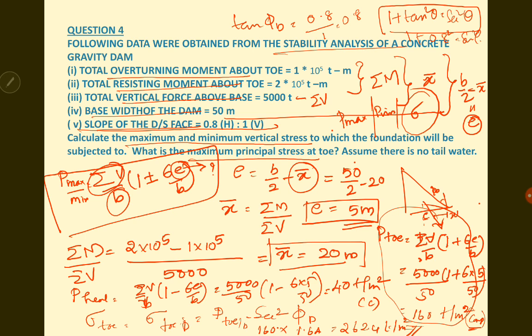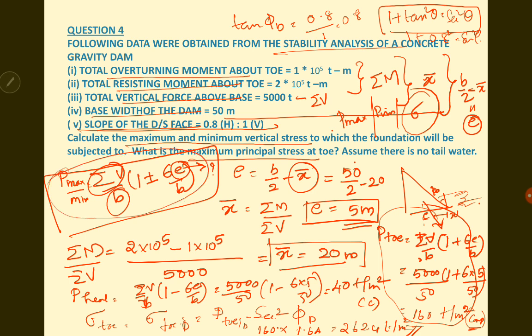Okay, so here they have given us all the moments, that is resisting and overturning moment. They have given us the vertical force and the base width and the slope of the dam. From that you have to find three things: the maximum and minimum vertical stress, that is sigma V by B times 1 plus and 1 minus 6e by B, and then the maximum principal stress at the toe, assuming that there is no tailwater. So you don't have to consider any water here. In this case, to find the value of P max and P minimum, you need the value of E. E is not given.